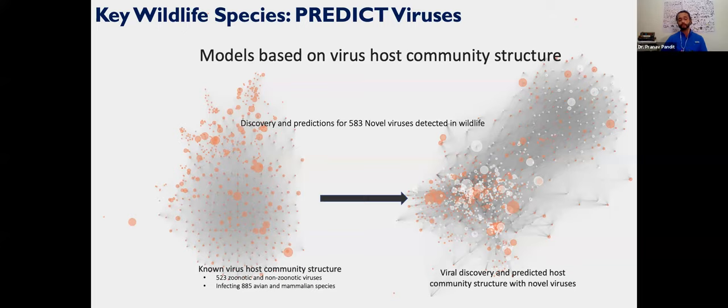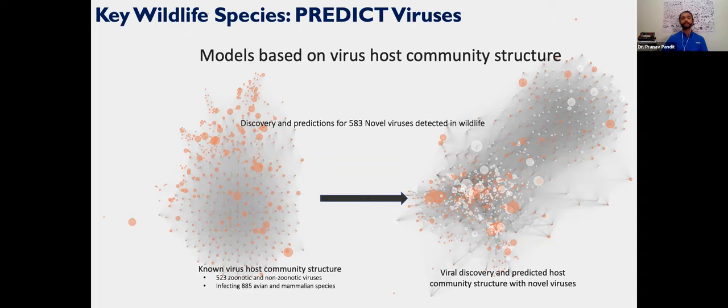And when we develop those models based on these networks and we add the novel viruses that we have discovered in PREDICT during the last 10 years, you can see that these PREDICT viruses, represented by white dots in the right figure, lie somewhere in the network. What is their position in the host network of this virus-host community? And this representation of the network helps us identify which new PREDICT viruses can infect a wide variety of species.